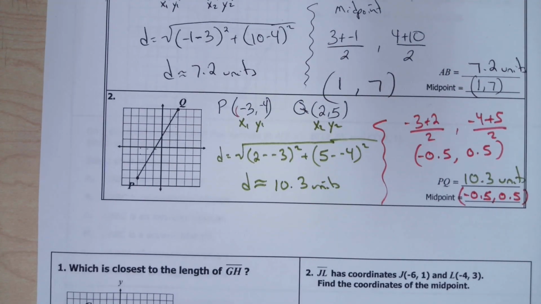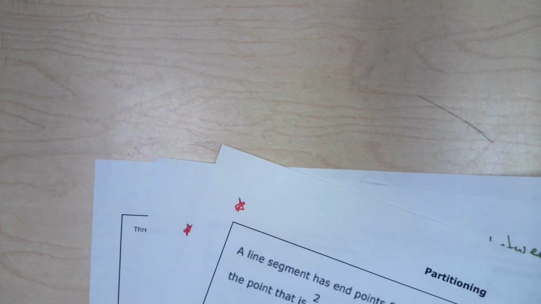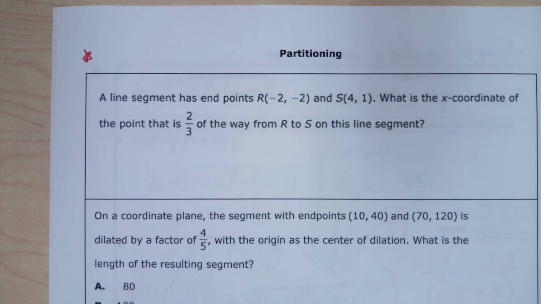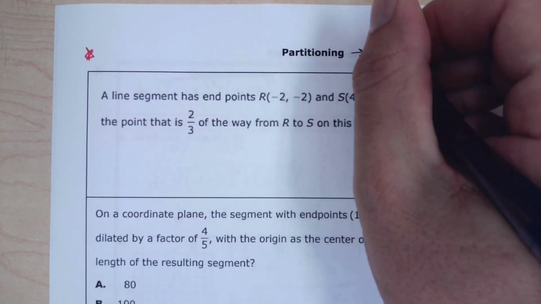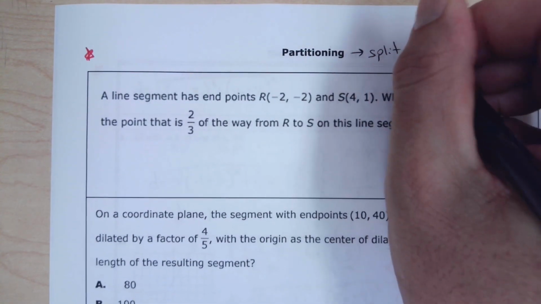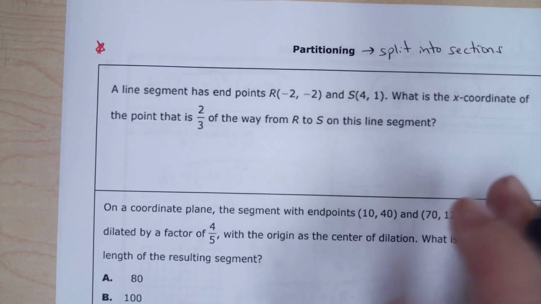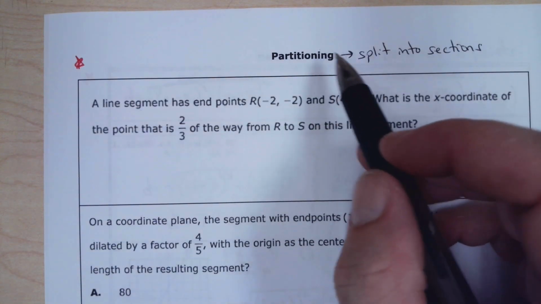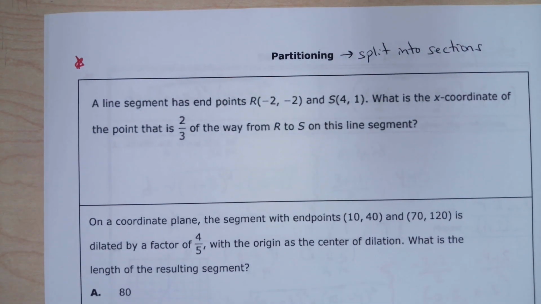All right. Okay, so you've got 2 down here you need to do. And then you got some more on the next page, distance and midpoint. And now I'm going to turn to the last page and talk about partitioning. So partitioning just means to split into sections. So when you find midpoint, you're splitting them into 2 sections. So partitioning can be more than 2 sections.